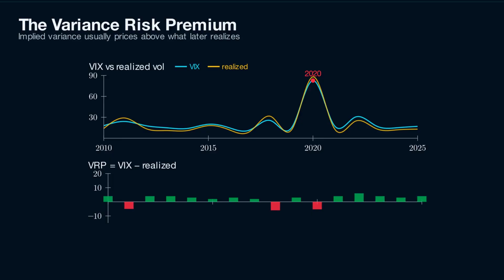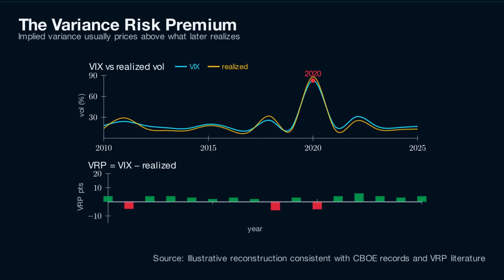Bollerslev, Tauchen, and Zhou showed that the variance risk premium has economically meaningful return predictive power at quarterly horizons, with a simple quarterly R squared of 6.82% and higher explanatory power in multivariate specifications. The premium is not just chart noise, it is a priced risk transfer between hedgers and volatility sellers.